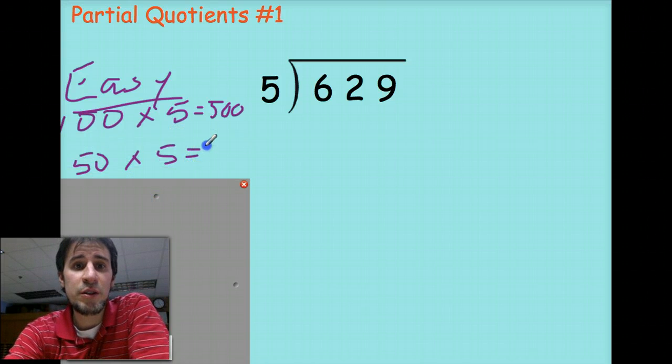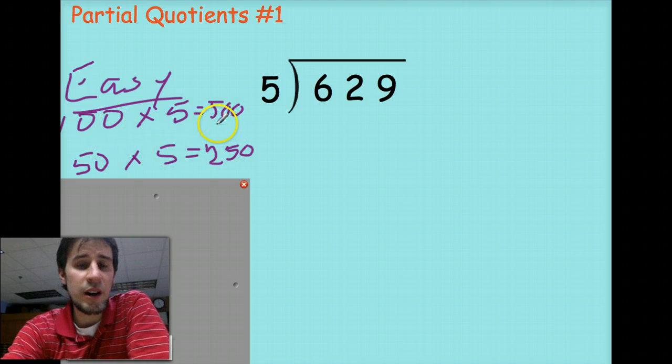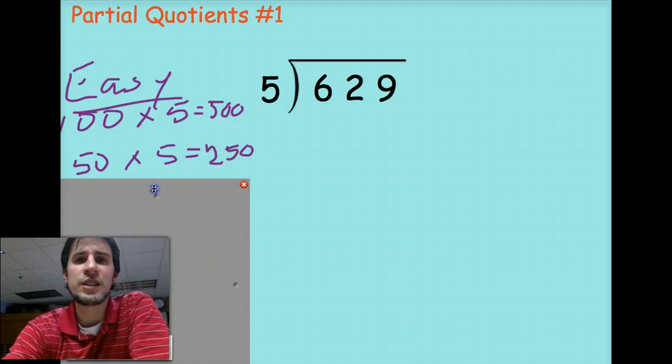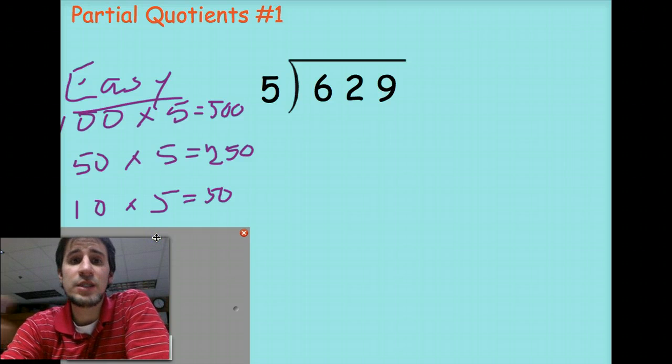Another friendly number would be 50 fives, which would be 250. And the great way to think about that is, if 50 is half of 100, then that answer is going to be half of what 100 fives were, so half of that is 250. Great way to double check it. You'll see it coming up later. I can also think of a real simple way of 10 times 5, or taking 10 fives, which is 50.